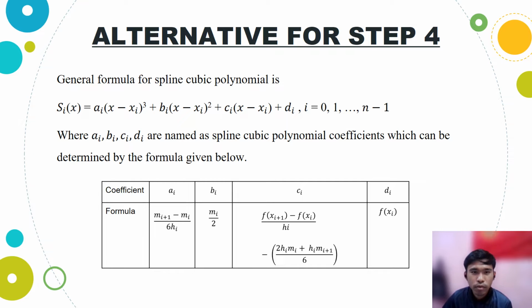Now I will continue with the last slide, which is an alternative for step 4. The general formula for the spline cubic polynomial is shown below, where a, b, c, d are named as the spline cubic polynomial coefficients, which can be determined by the formulas given below.